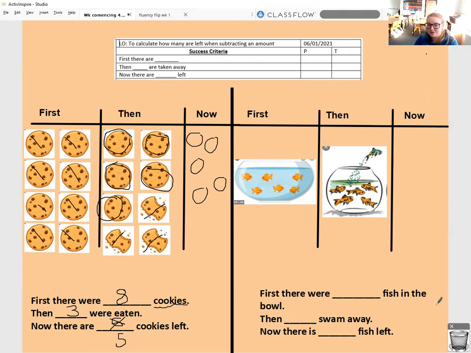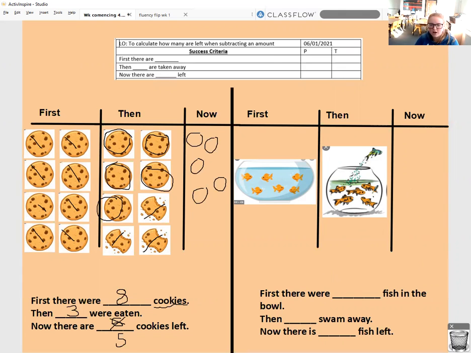Okay, I want you to have a go at this one now. There are some fish in the bowl. I want you to tell me first how many there were, then how many swam away, and now how many are left. Pause the screen, write down your work. Make sure you send it to us afterwards. Off you go. Okay, fantastic. Let's look at it together.